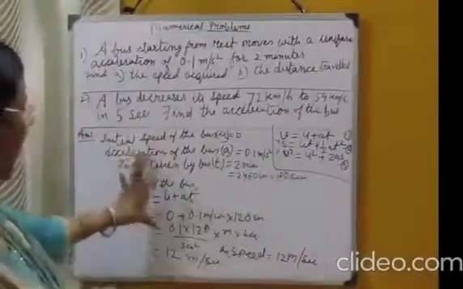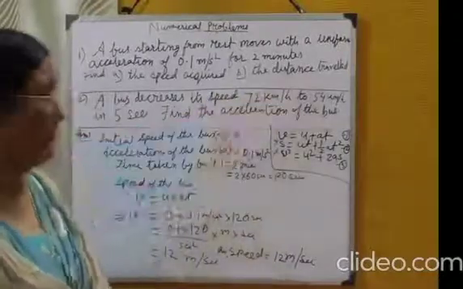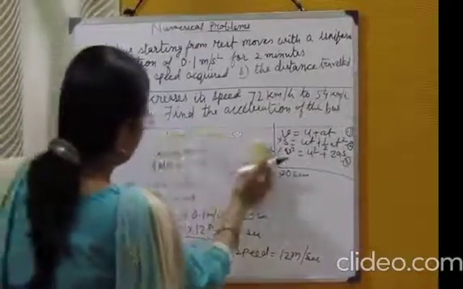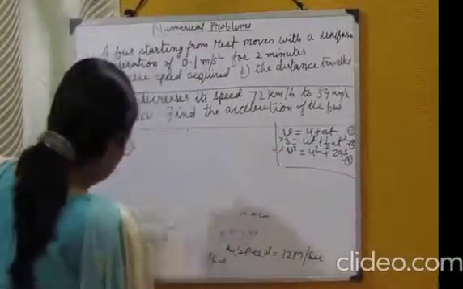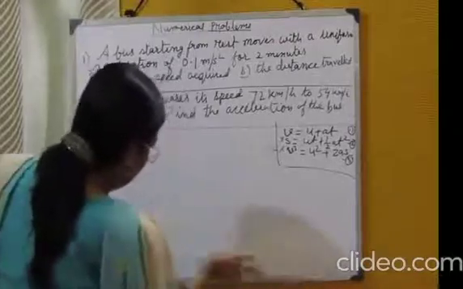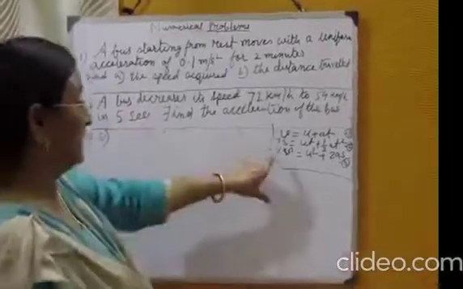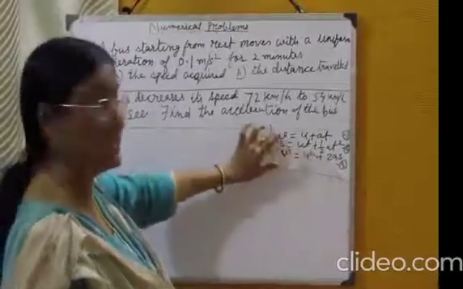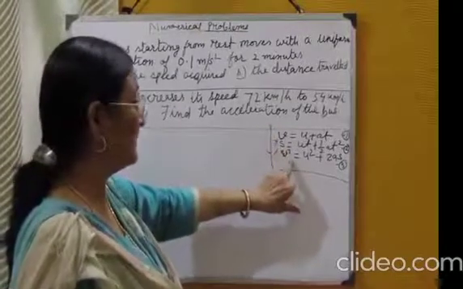Now the second part. I am rubbing this one due to the lack of place. I have to find the distance traveled. Now for the B part, distance traveled. We know s is the distance traveled. So these equations I won't take. Which equation will I take? These equations, or I can take these equations.